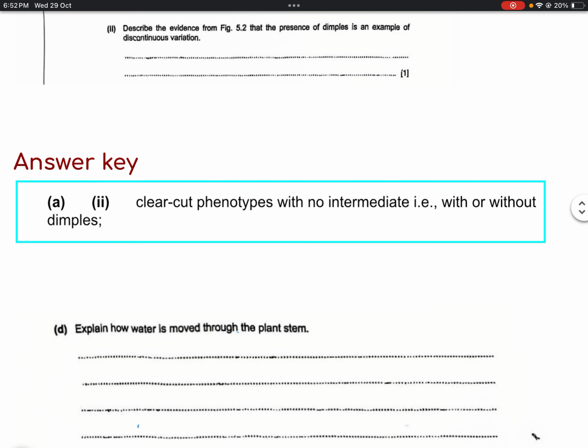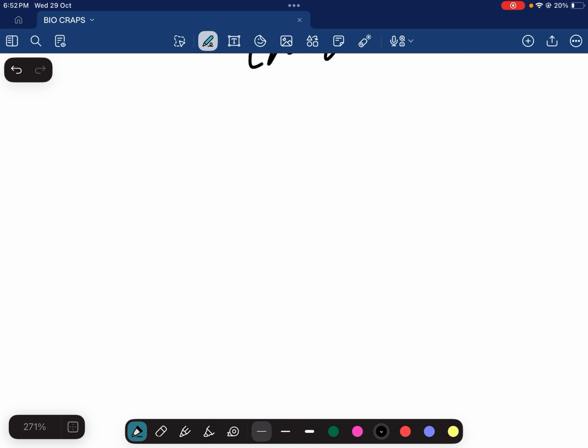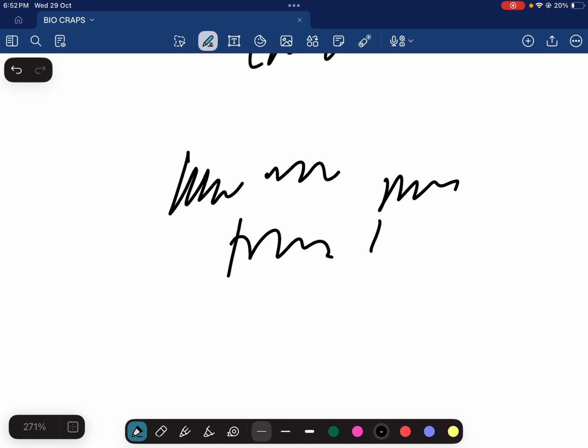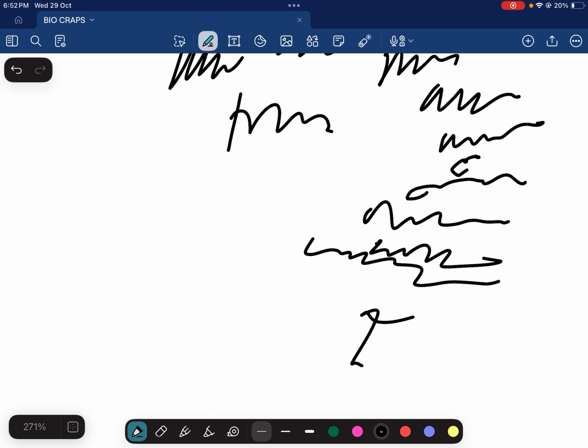Okay, explain how water moves through the plant stem. It's very simple because the water is in the mesophyll cell. It's basically transpiration pull. So the mesophyll cell will have a low water potential. So the water will evaporate. Then it will pass through the different mesophyll cells. Then once it reaches the mesophyll cell, it will cause transpiration pull, which pulls water up via the xylem.